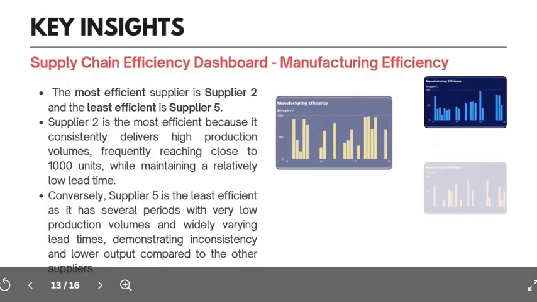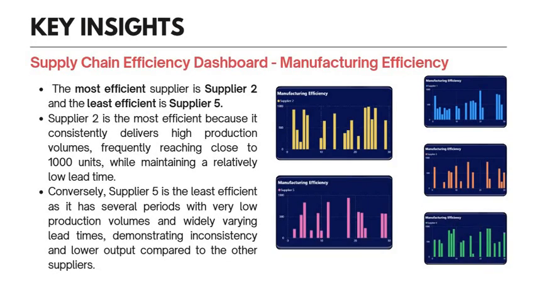Moving forward with the next question. Which suppliers have the most efficient manufacturing processes based on manufacturing lead time and production volume? The chart here of manufacturing efficiencies consists of lead times and production volume. Lead time is shown on the x-axis and the production volume is shown on the y-axis.